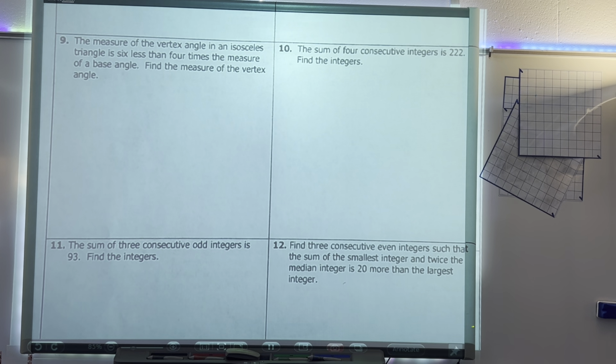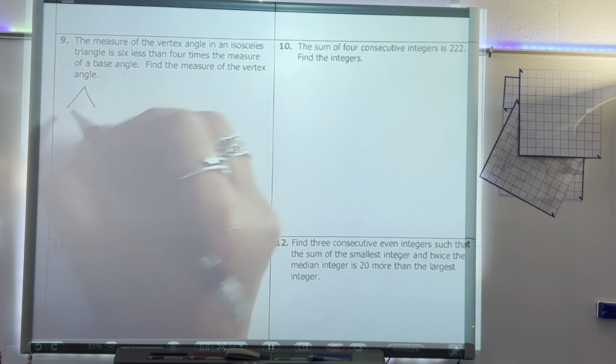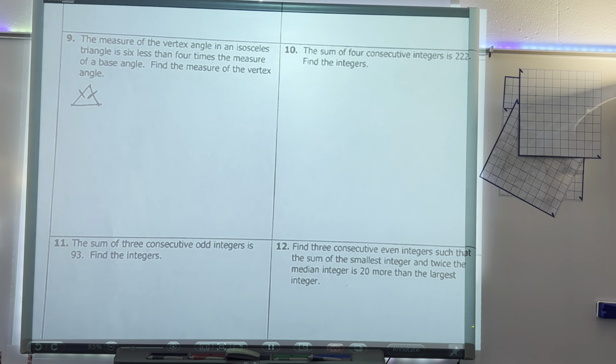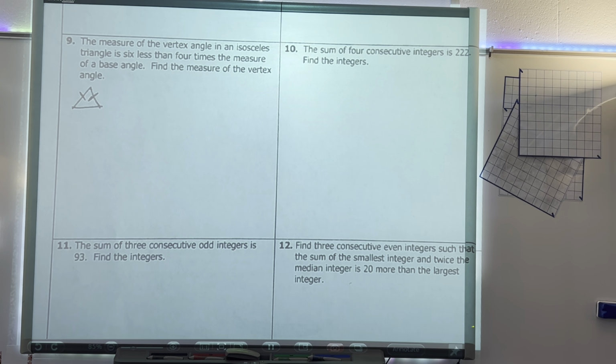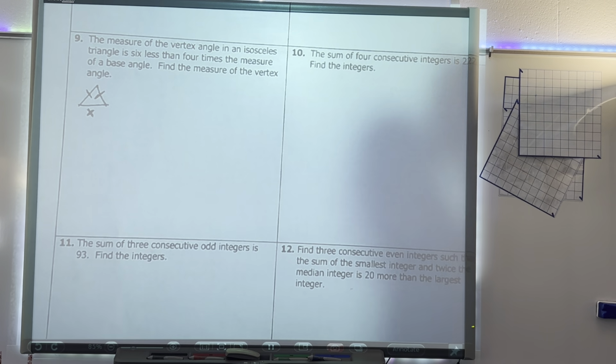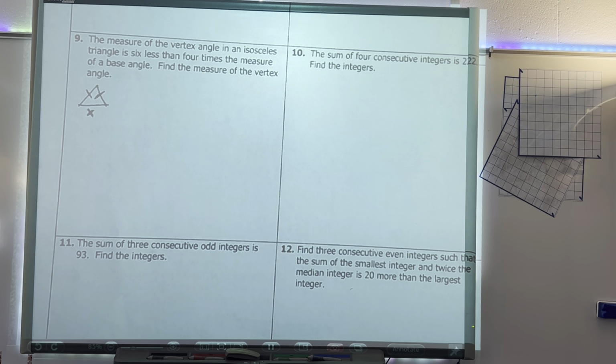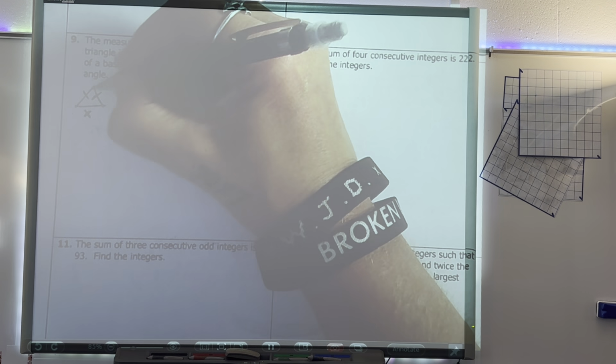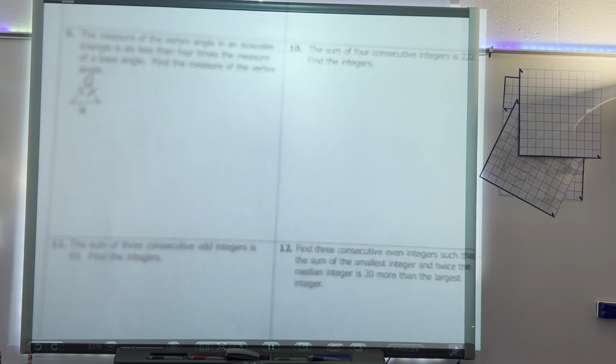All right, the measure of the vertex angle in an isosceles triangle. What do you know about an isosceles triangle? 2 sides. Okay, so here's my isosceles, and these two are my same, right? All right, so the measure of the vertex angle in an isosceles triangle is 6 less than 4 times the measure of the base angle. So who gets X? The base gets X. So there's the base angle, basically, right?